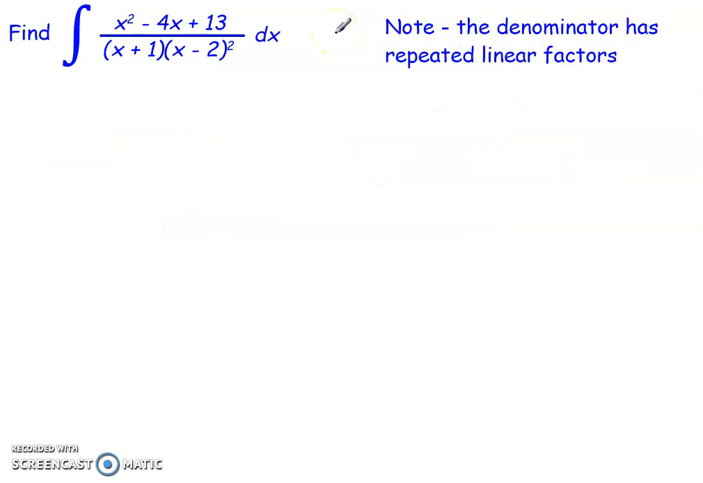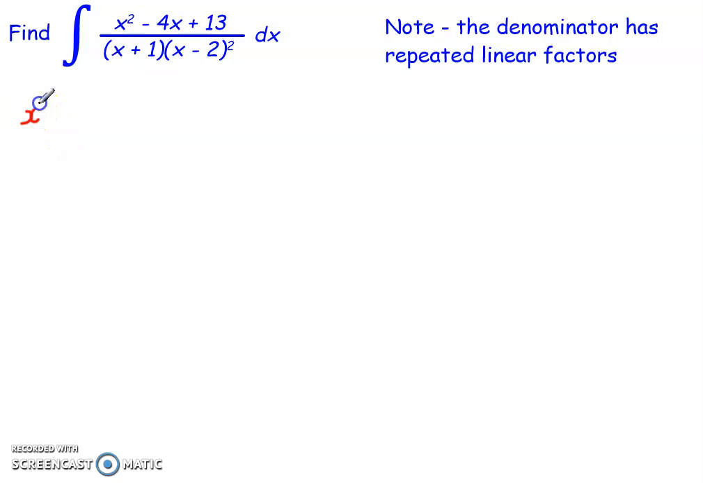The second type of partial fractions was when we had repeated linear factors. So we had this one here, for example, x minus 2 squared. I'm going to have a repeated linear factor there. Again, we still have to eliminate it and split it up into partial fractions. It just requires maybe an extra step or two for this one.